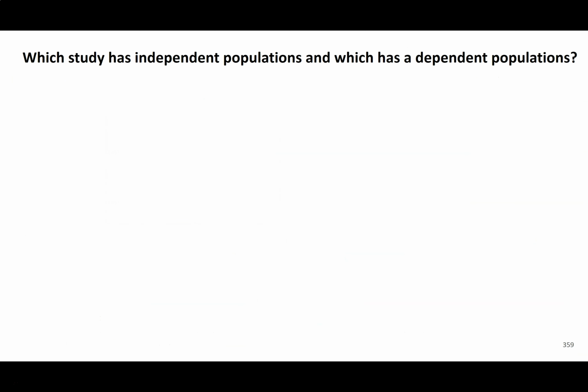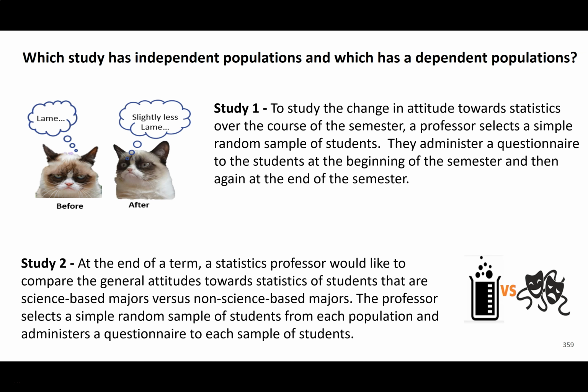So we are going to have just an example here where we give you 2 studies, and you have to determine which one has 2 independent populations and which one has 2 dependent populations. Absolutely, this is an excellent place to pause, read them over, and then go ahead and try and answer for yourself. So I'll give you a second, but then I'll go through each one.